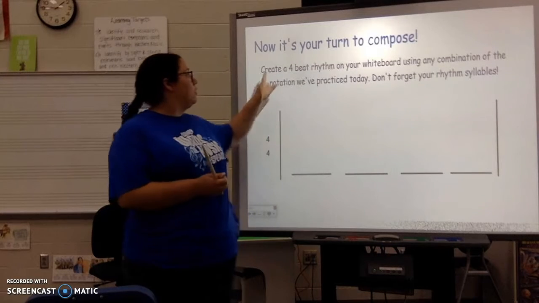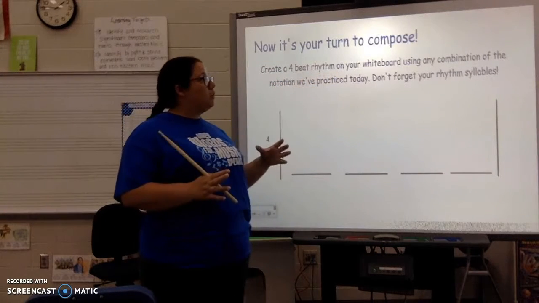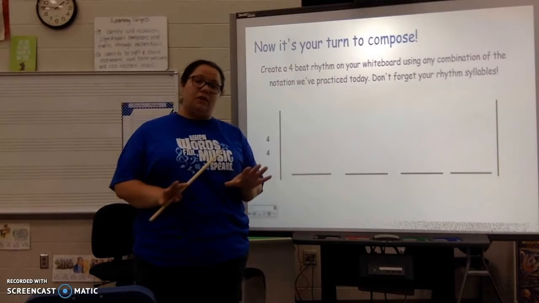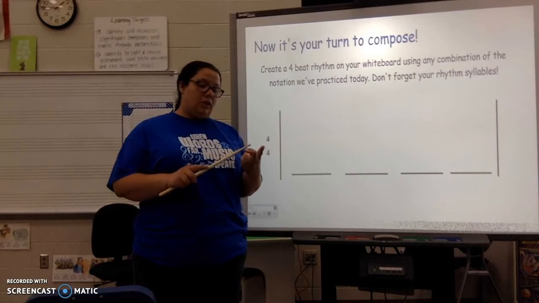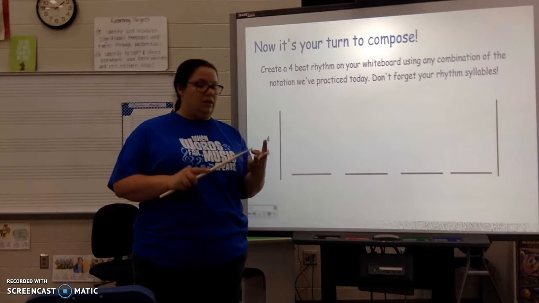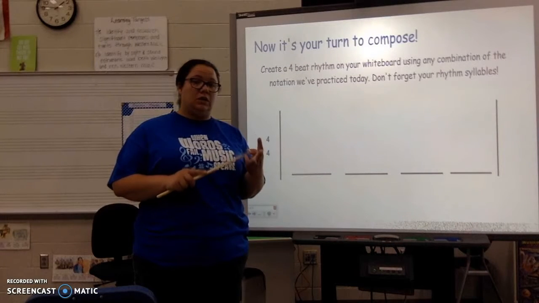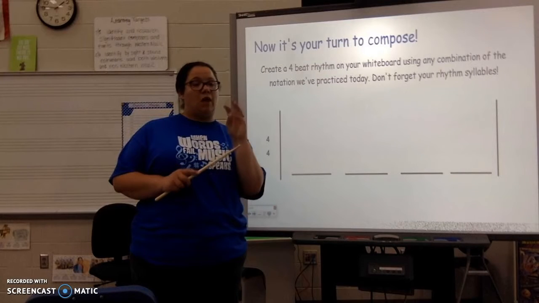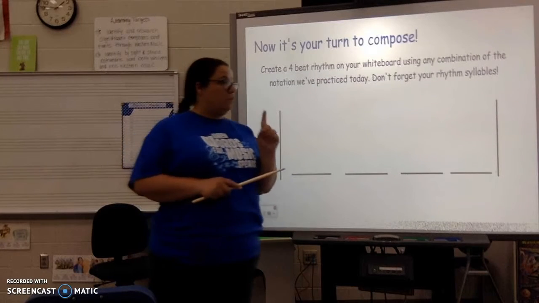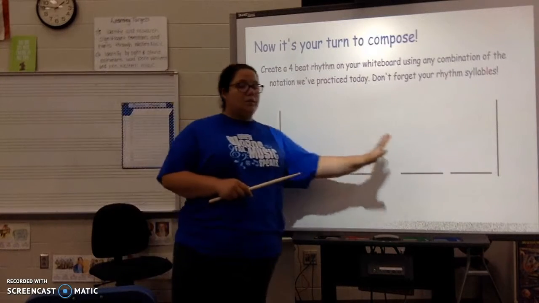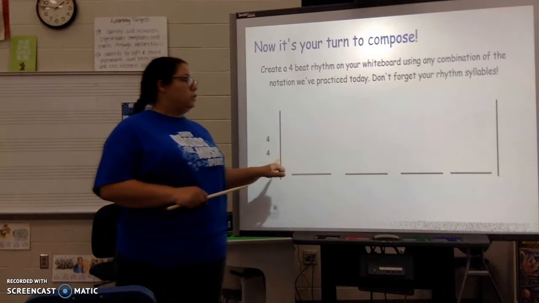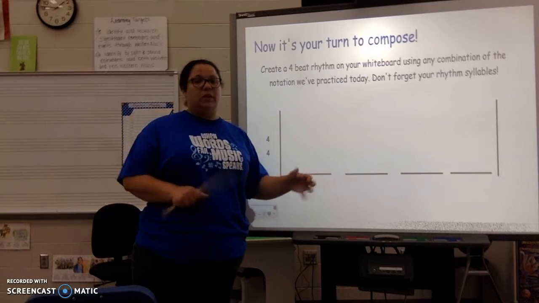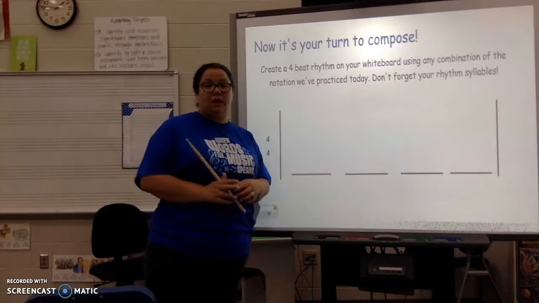Now, you are going to make your own 4-beat rhythm on your whiteboard, and you can use any of the notes that we've already used. So we have a quarter note, we have 2 eighth notes, or TT, we have 4 16th notes, tika tika, and then you have a rest, the quarter rest, which is 1 beat. So you can make any combination of those that you want. So we're going to take time out for you to write your rhythms, and then we're going to perform some of them as a class.